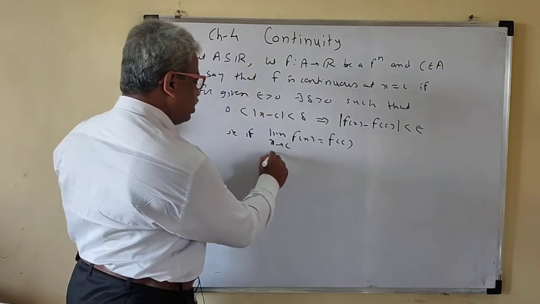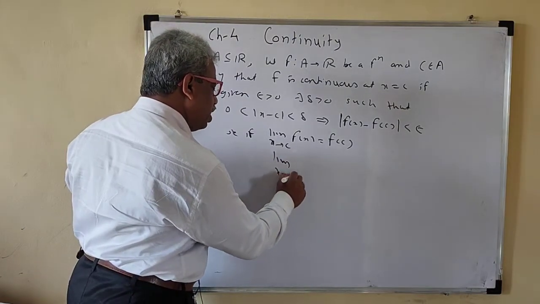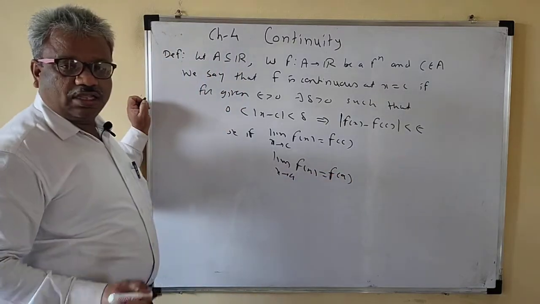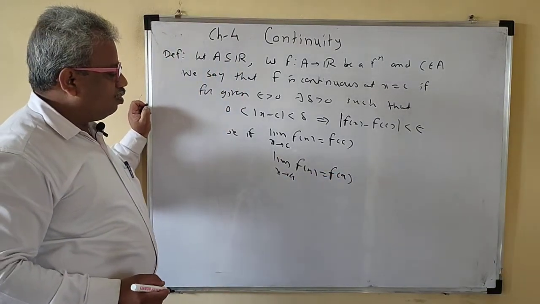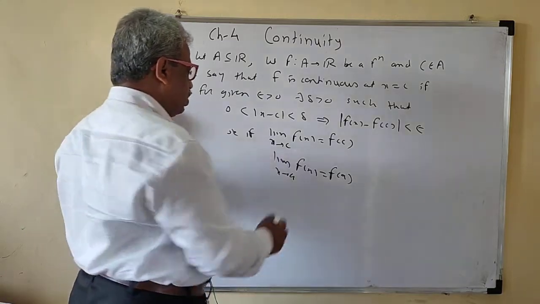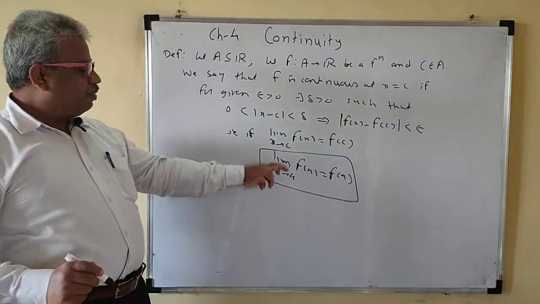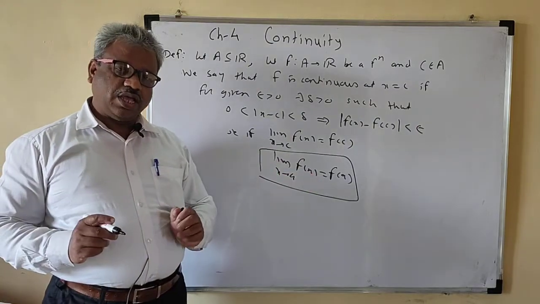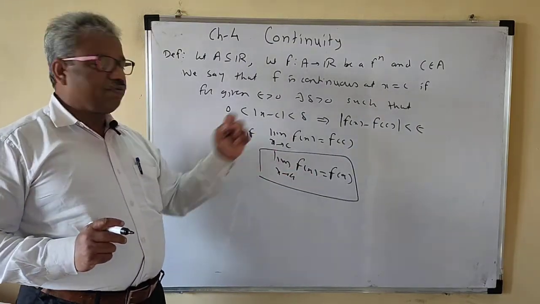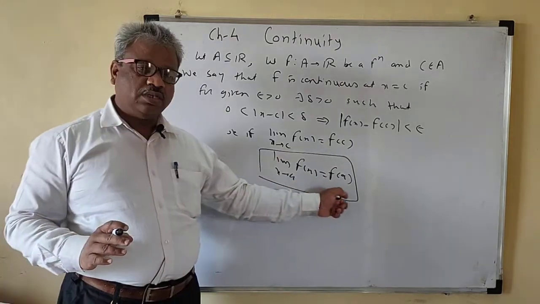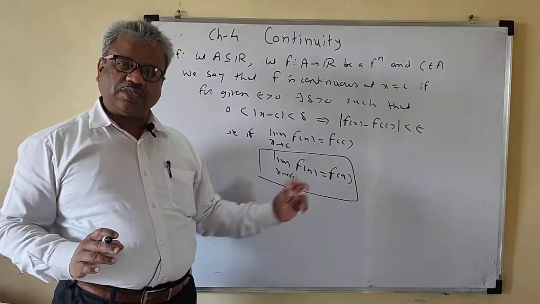This is the same as limit x tends to a, f of x is equal to f of a. Then we say that the function is continuous at x is equal to a. So this is the definition actually. f is continuous at x is equal to a if limit x tends to a, f of x is equal to f of a. This is the epsilon definition, but while solving problems we use this definition: limit x tends to a, f of x is equal to f of a.